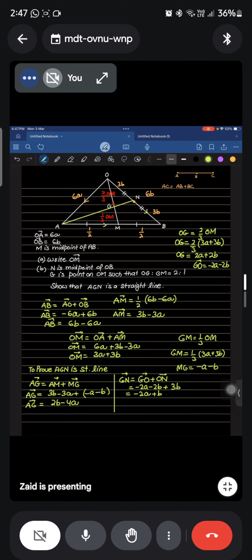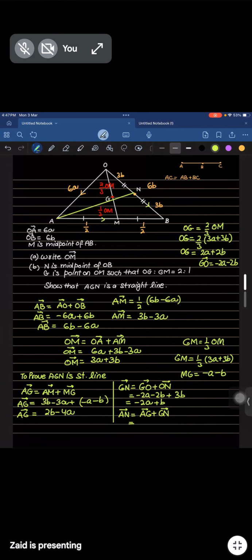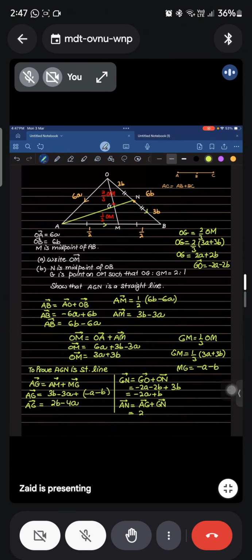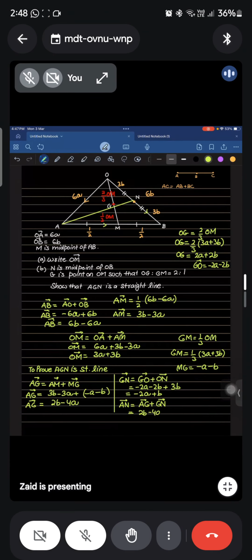Okay. So let us find AN. So what is AN going to be? AG plus GN. So this is coming out to be 2B minus 4A minus 2A plus B. What is the final answer? 3B minus 6A. Okay, that's 3B minus 6A.